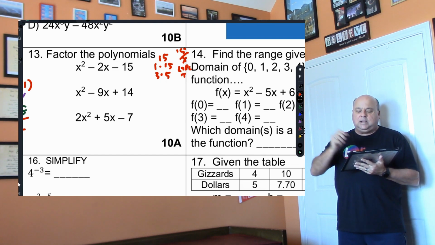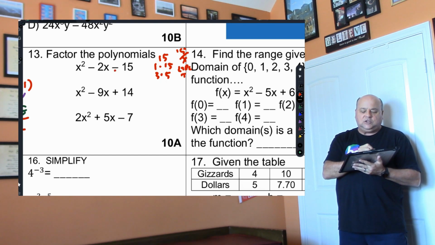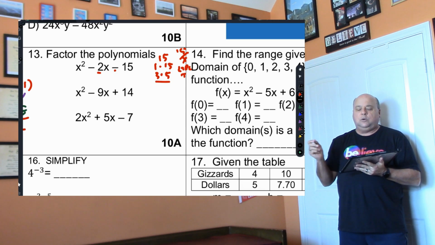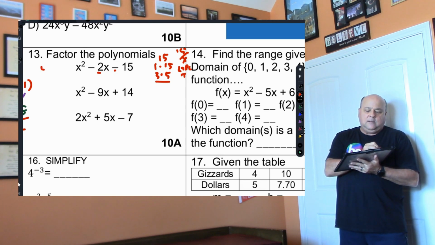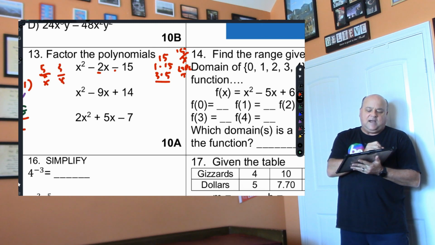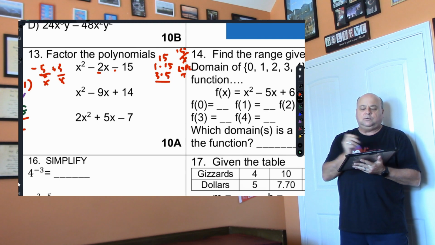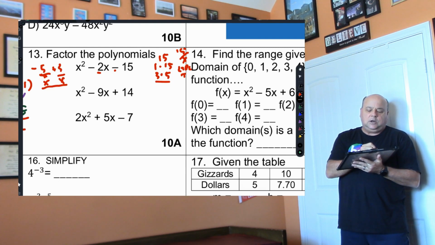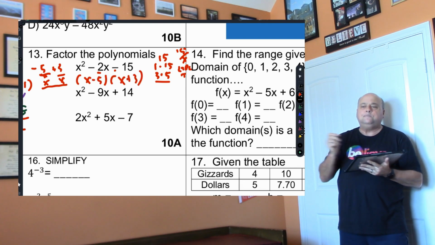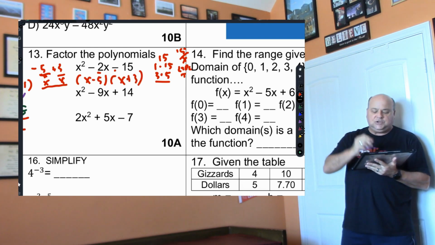Okay, we should be able to get these factors of 15. We want to subtract to get 2. The 5 and the 3 work. So we're going to put 5 over x and 3 over x. The 5 has to be minus, the 3 has to be plus. Negative 5 plus 3 is my negative 2. These turn into the parentheses: x minus 5 and x plus 3. Piece of cake. Let's go to the next one.